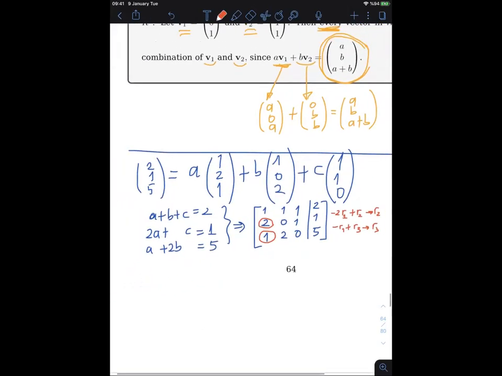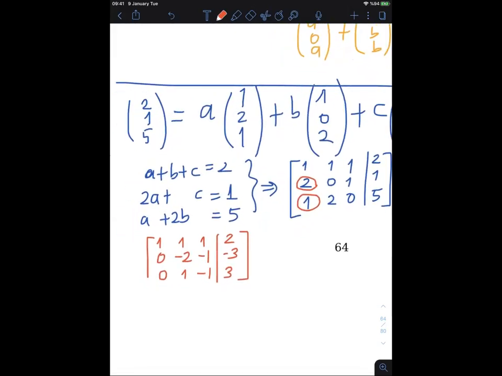Let's look at it. So the first line doesn't change. The second line becomes 0, minus 2, and then minus 1, and then this becomes minus 3, right? And the last line becomes 0, this becomes 1, and then this becomes minus 1, and then this becomes 3. Correct me if I make any mistakes here.